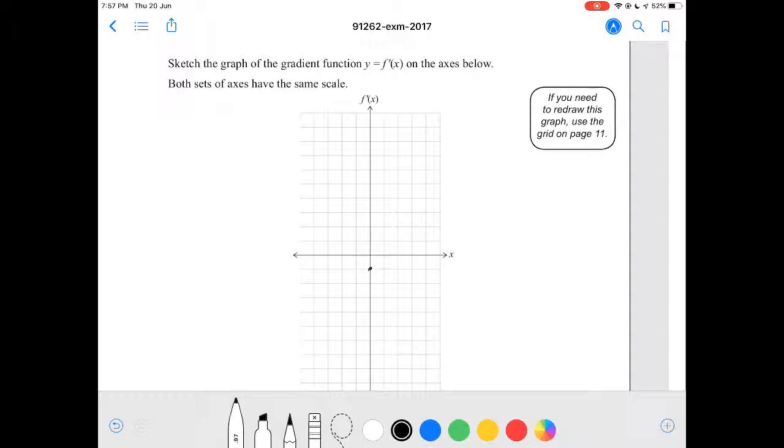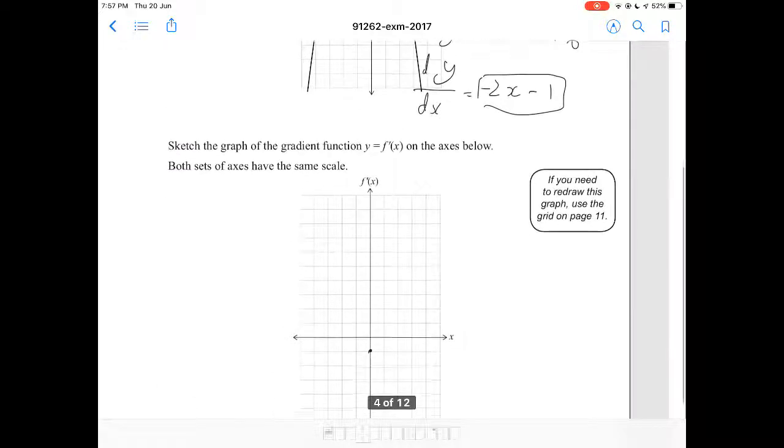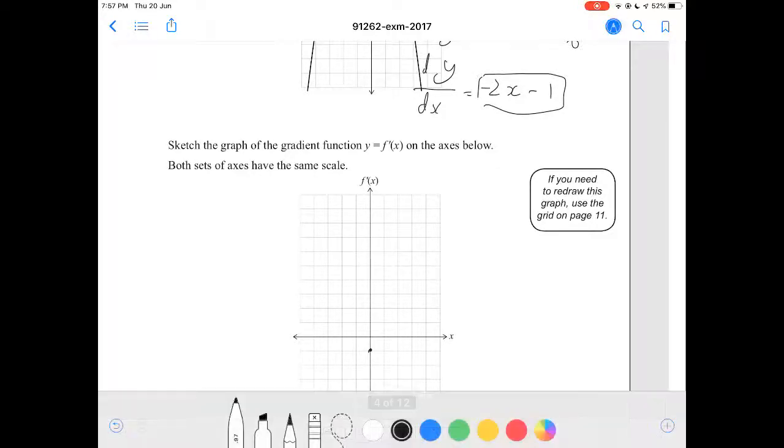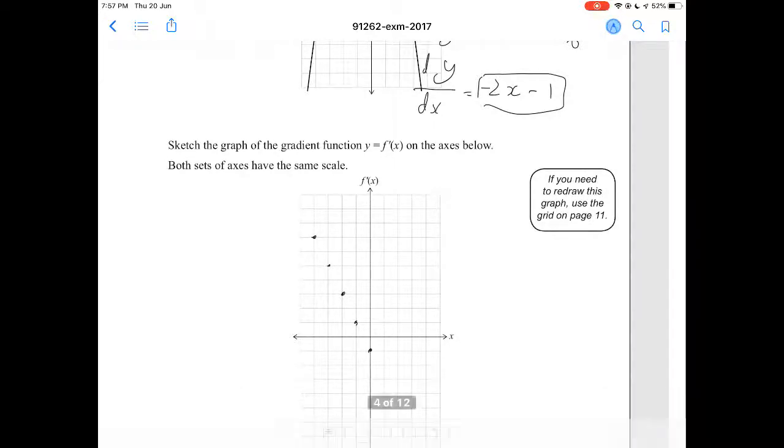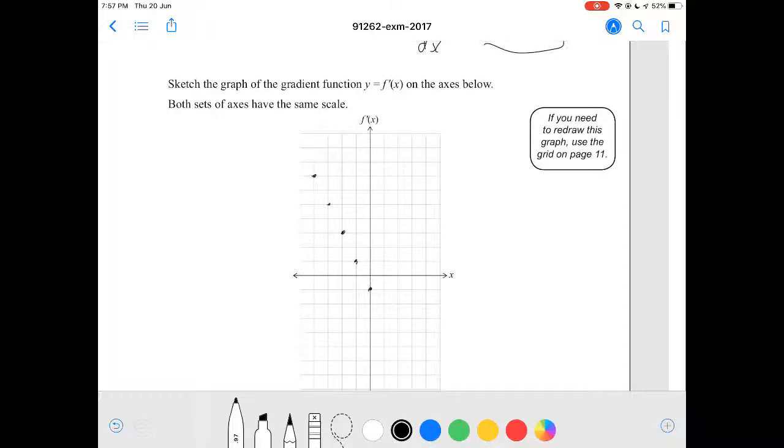So this point will be here. When x equals negative 1, y equals 1. So this will be here. When x equals negative 2, then y equals 3, and so on. So this will be here, this will be here, and therefore this will be down here. And then we'll just join it up with a line, and we'll call that our linear equation.